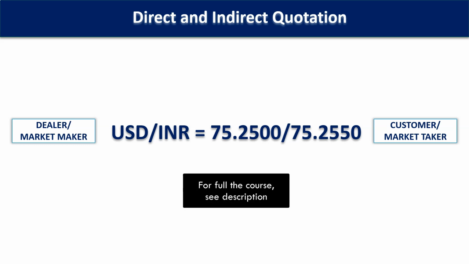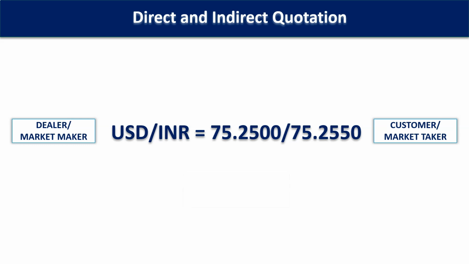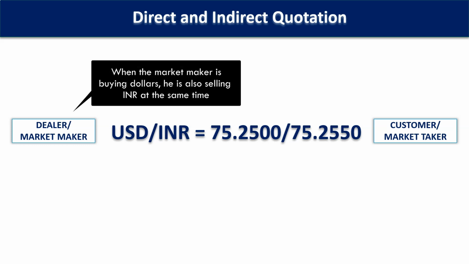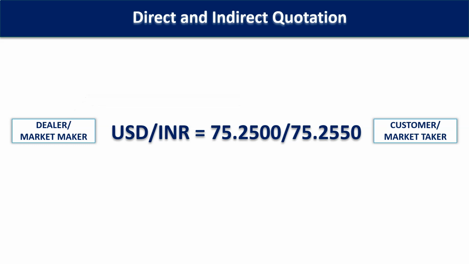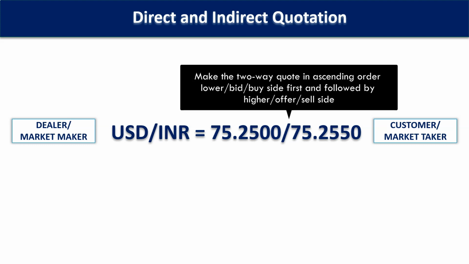Fourth, in forex trade, we exchange two currencies so that what is buy in base currency for a party is also sell in the quoting currency for the same party. So when the market maker is buying dollars, he is also selling INR at the same time. Lastly, the market convention is always to make the two-way quote in ascending order. Lower bid buy side first followed by the higher offer or sell side.